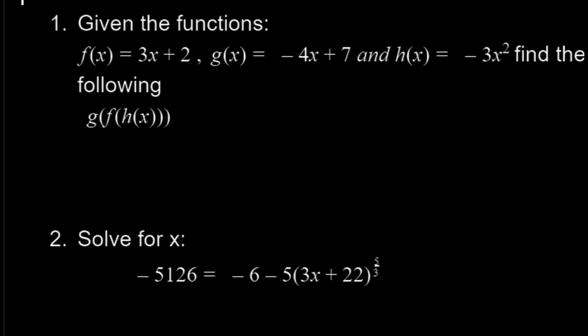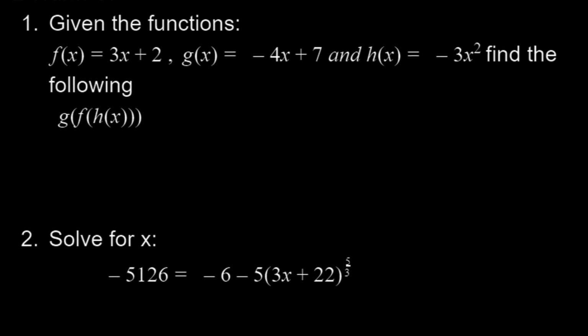Okay, so looking at number 1, we're asked to find this composition g of f of h of x. What is your first input? X. So if we're inputting x for x, are we changing anything about h of x? No, it remains negative 3x squared. So we're putting in h of x, and if we're inputting x for x, it's negative 3x squared.